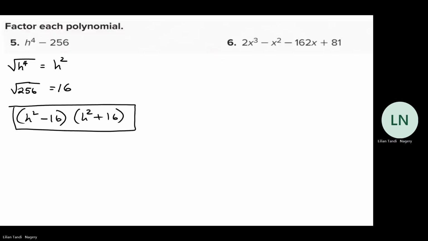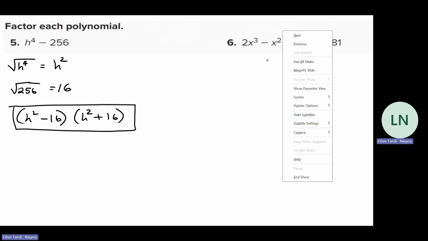Okay, so we are still continuing with module 11. This is where I stopped. Now remember we do the same thing. We're going to divide the polynomial into 2.